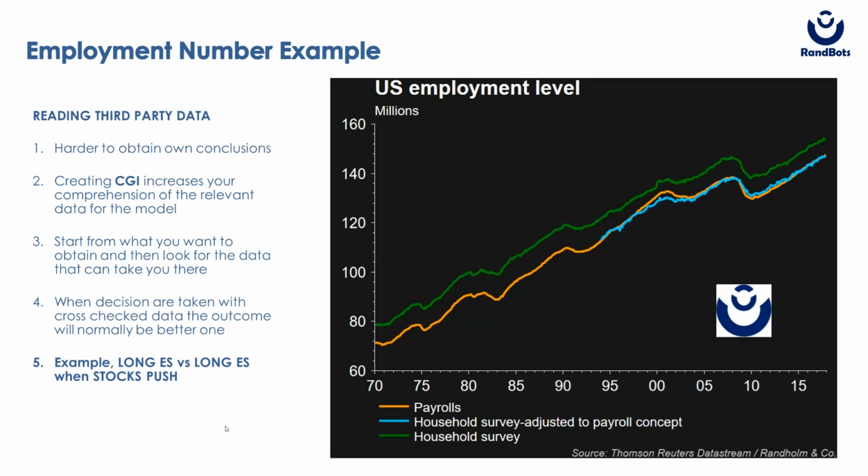So let me give you an example on the unemployment number data. So this is probably the way most traders see the unemployment level, right? So this is the unemployment level in the US. The orange line is the payrolls from the 70s to last quarter. Then the blue line is a survey, which really is close to the orange line. And the green line is a household survey, not adjusted, right?